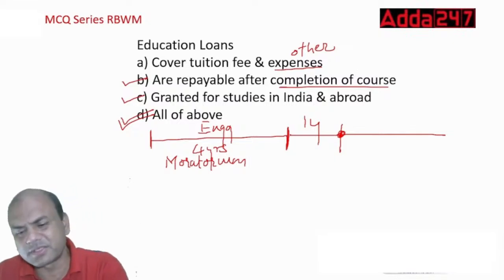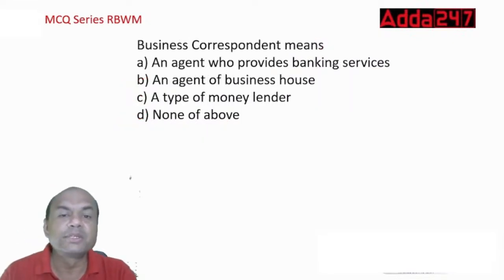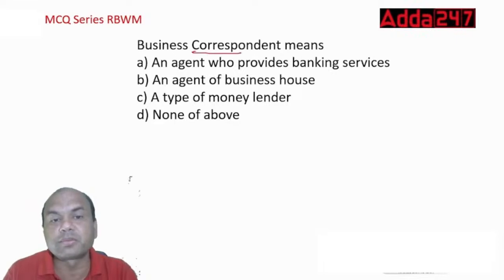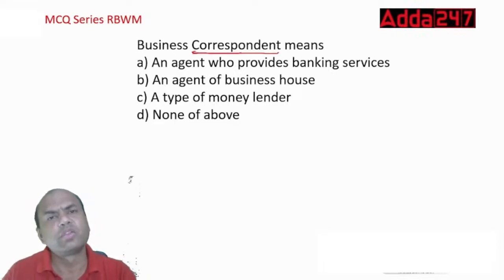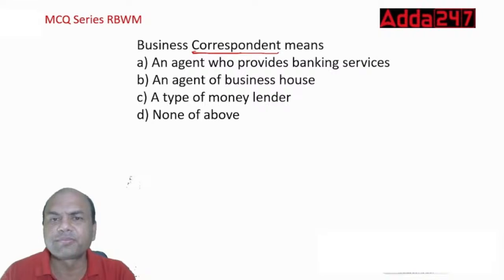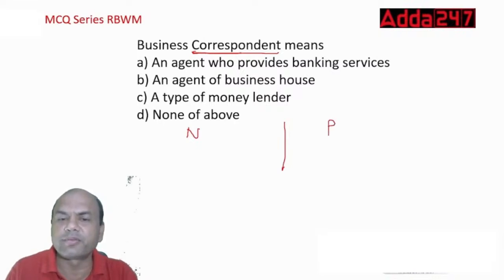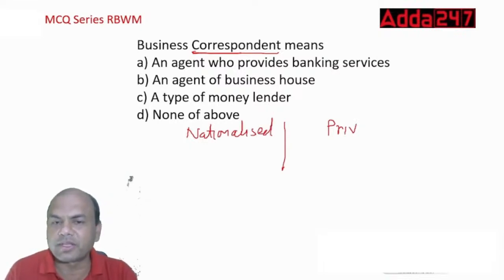That's obvious, isn't it? Business correspondent means, now that's why I said difficult level questions are coming up. What is a business correspondent? You all have BCs now in your banks. Here, nationalized banks, I'll just write N over here, and second is private banks, P. Because what happens, NP doesn't signify anything. Nationalized and second is private.